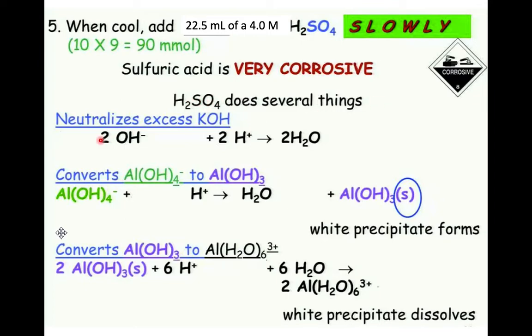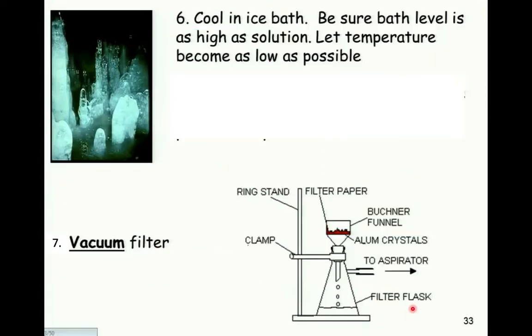Okay, and this H2SO4 does a few things. It neutralizes the excess potassium hydroxide. It converts the aluminum hydroxide anion into this aluminum hydroxide neutral compound, which precipitates, and then it converts this precipitate to the aluminum +3 cation here with waters attached. And as this step happens, this white precipitate dissolves. So you form a white precipitate in the first step, and then the second step gives you something that's soluble, and so that white precipitate dissolves.